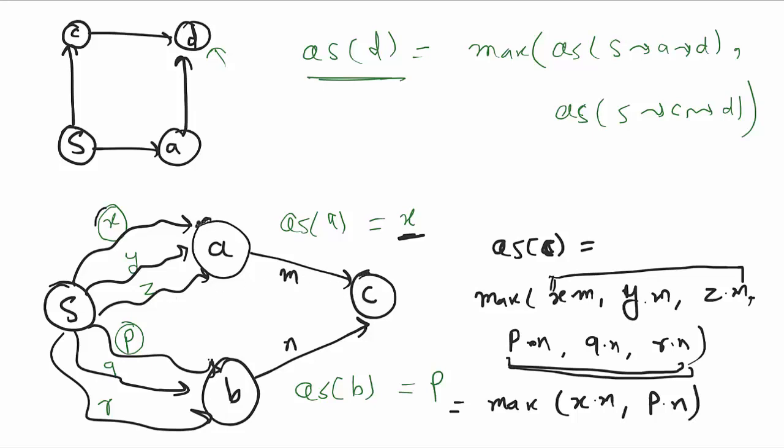We can just reuse the quality score that we have already found out, right? And similarly, we can reuse the quality score of B that we have already found out, which is P. So if I need to find out the quality score of C, I can simply take X into M and P into N, and find the maximum among both of these. Is this okay? This is actually called dynamic programming in algorithms. But if you have not studied algorithms, or even if you have, just don't worry. This is the simple concept that I wanted to talk about.